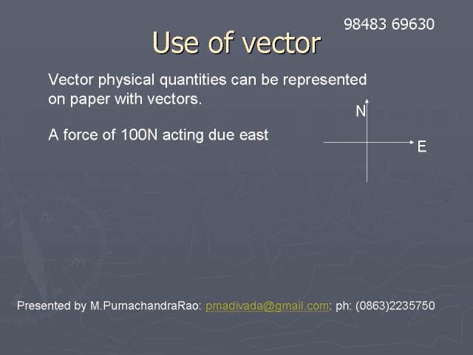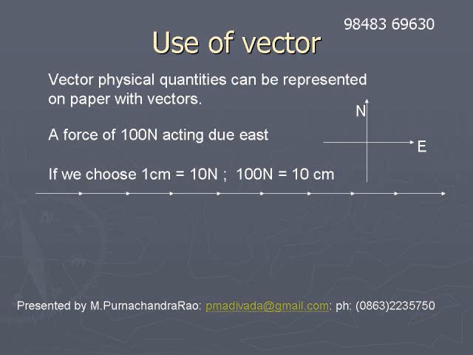Consider the natural directions north-south and east-west. So this is stated as due east, that is from left to right. So take 1 centimeter equal to 10 newtons. A vector length of 1 centimeter equals 10 newtons. Then 100 newtons will become a vector of length 10 centimeters. So construct 10 vectors each of 1 centimeter in length. Then this total vector represents 100 newtons of force.